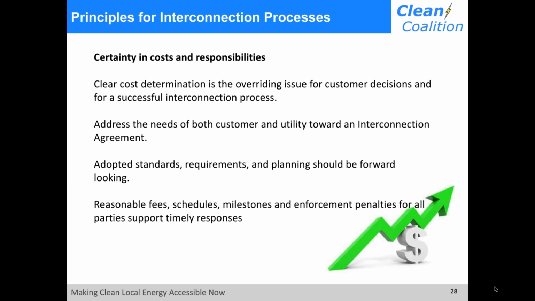Clear cost determination is the overriding issue for customer decisions and for a successful interconnection process. Regardless of whether a customer is seeking interconnection for load, generation, or a combination of the two, establishing the cost of an interconnection should be timely, reasonable, consistent, predictable, and firm to the extent practical, including either standard flat rate fees or estimates with binding not to exceed provisions, as is common in customer-oriented business practices. Standardized, predictable, and appropriate fees are recommended both for application review, detailed studies, and specified upgrades, thereby addressing the needs of the vast majority of applicants.